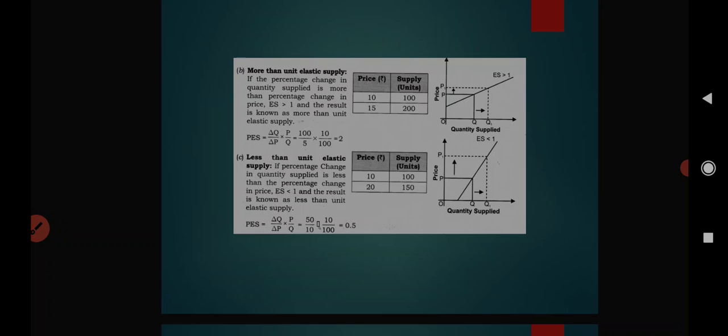There are 5 types of elasticity of supply. More than unit elastic supply shows that when the percentage change in supply is more than the percentage change in price, that is known as more than unit elastic supply or elastic supply. Less than unit elastic supply means when the percentage change in supply is less than the percentage change in price, that is known as less than unit elastic supply.